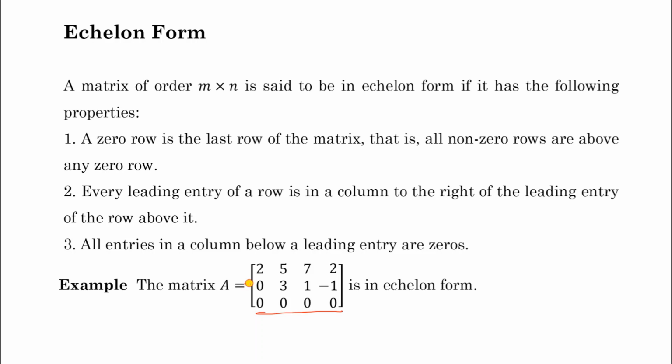Look at this. Just to understand this one, take the example of this row. This one is the leading entry. The leading entry of a row is in a column. This is in the second column. It is in a column to the right of the leading entry of the row above it. The row above it is this row and the leading entry is this one. So look at this. The leading entry of the second row is to the right of the leading entry of the row above it, that is row number 1. All entries in a column below a leading entry are 0. So below this leading entry, these entries are 0. Here, this is 0. So this matrix is in echelon form.